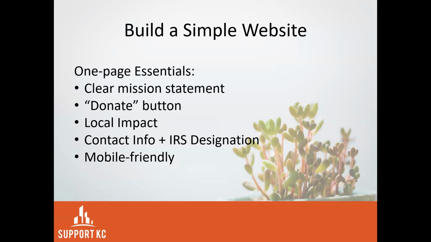So you should also include on your website your contact information and your IRS designation. You can also include your EIN number. And make sure that it's mobile friendly. Especially in Kansas and Missouri, we've got a lot of rural constituents. The internet is slow. Make sure it loads quickly on a mobile device.